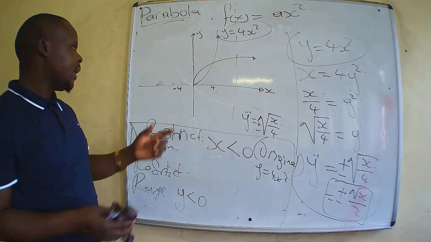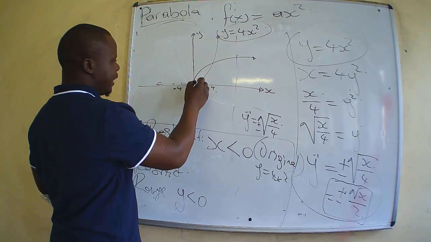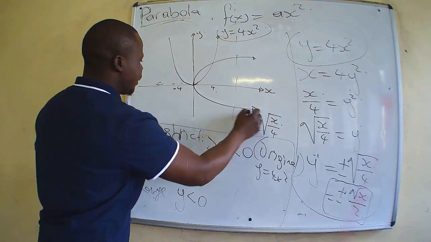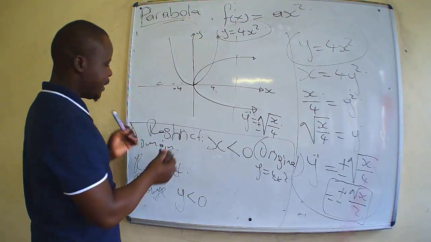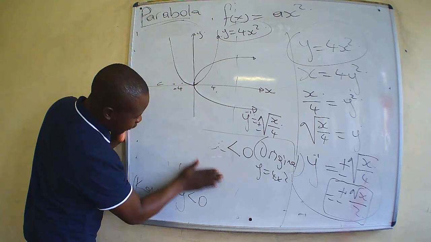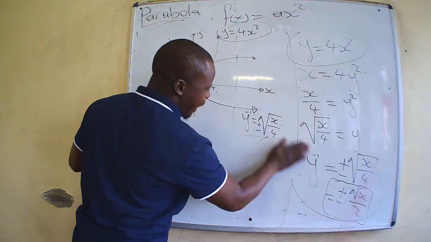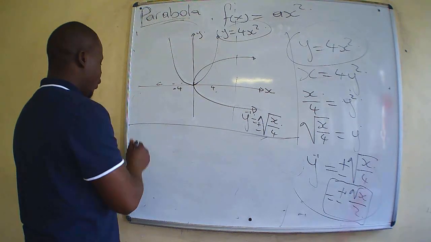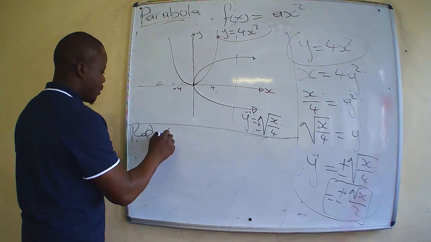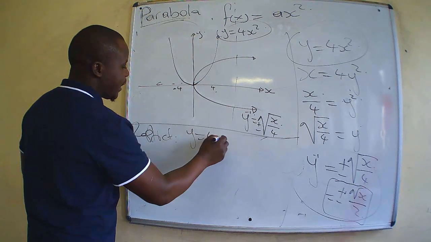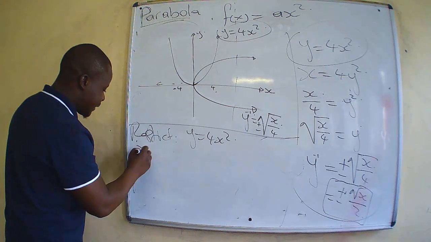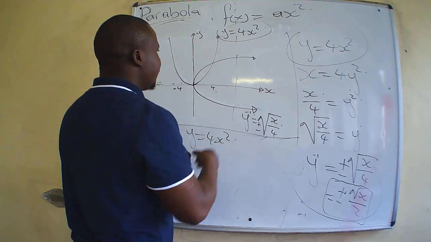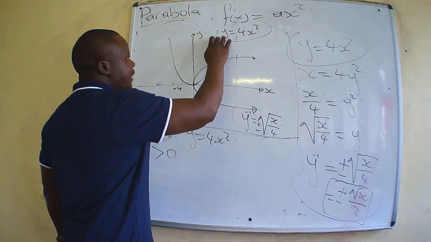If we restrict, let's put it back. Here's our graph. Let us now change and see what is going to happen if we restrict on the other side, where x is bigger than 0. So let's restrict the original, which is y is equal to 4x squared. Let's restrict x bigger than 0. Restricting x bigger than 0 means on the original, we are cancelling this.